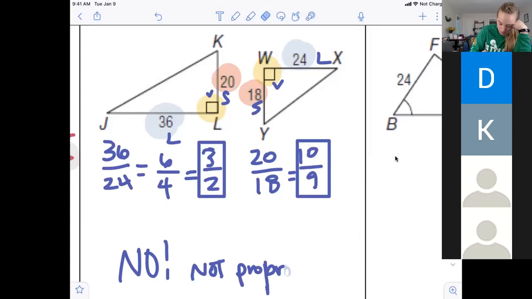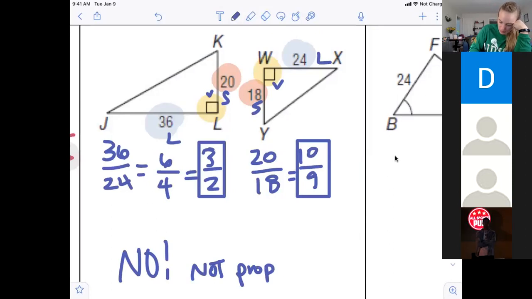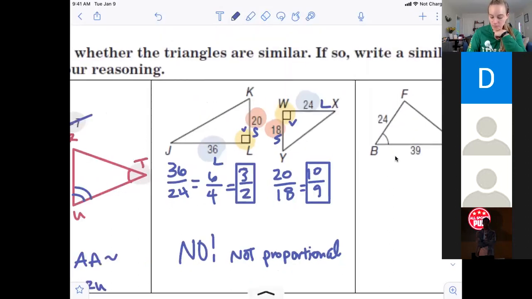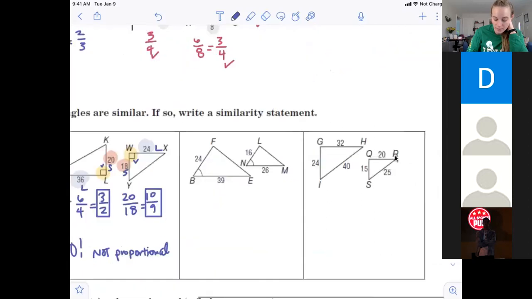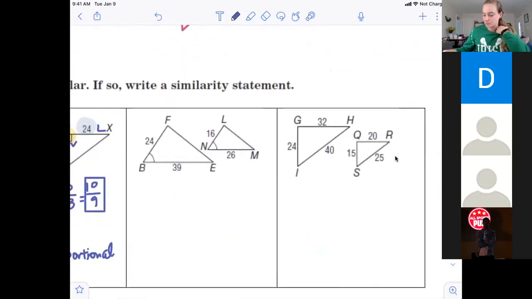Oh God, if I could spell proportional, that'd be cool today. Proportional. Okay, not proportional. They are not proportional. They do not have the same ratio, so they are not similar. So I don't have to do anything else. Okay, now I'm going to be quiet for a minute. I want you to try the next two. Take a second, try the next two.